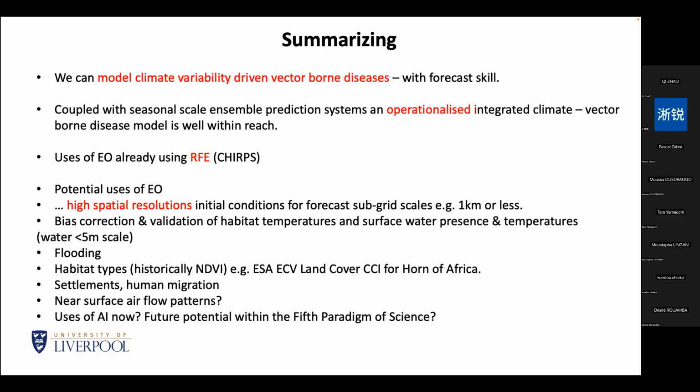And then really starting to look more and more at the uses of AI and machine learning now, but also thinking ahead to the 5th paradigm of science that I think will occur rather rapidly, partly through quantum computing, where we have cognitive computing systems. So thanks for listening, and I'll leave it there now.